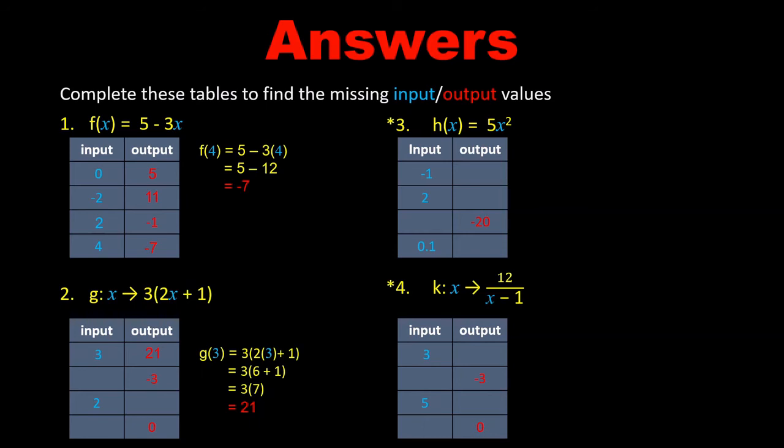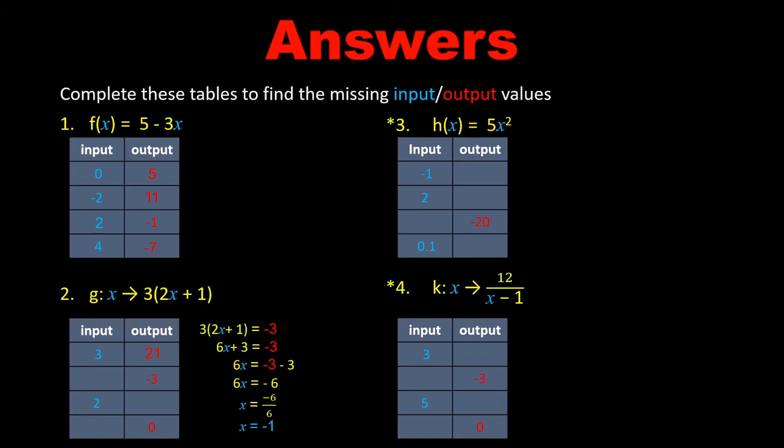Next, if my output is negative 3, I'll set my function equal to negative 3. Rearrange that to get x on its own. I first multiplied the 3 through. I could have also started by dividing by 3. Then I got my 3 to the other side. Then I divided by 6. So when my output is negative 3, my input must have been negative 1. And I can try substituting negative 1 back into the function. 3 times 2 times negative 1 plus 1 should give me an output of negative 3.